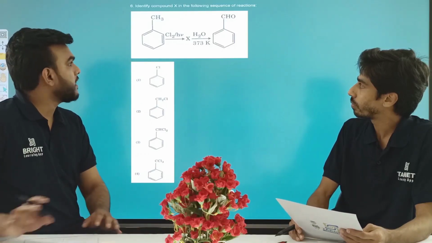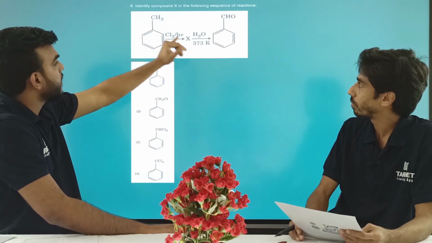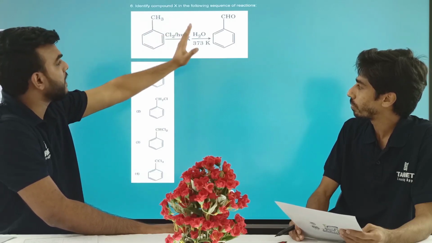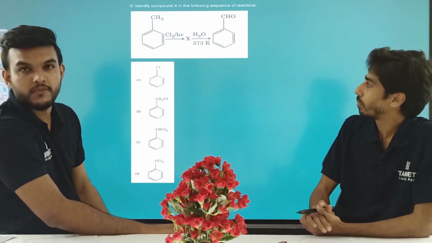So here you have to find the X. You are given a benzene ring with CH3 that is reacting with chlorine in the presence of hν. You are forming a product here. You have to find what the product will be.